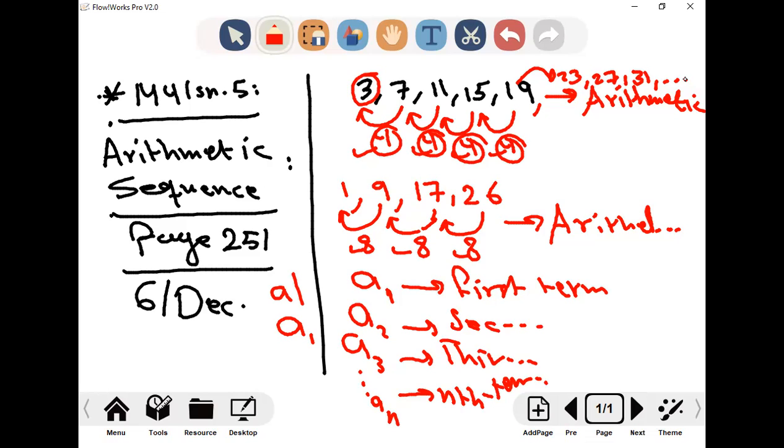Okay, continue. Pattern. Remember the pattern? Something is repeated, huh? Continue.